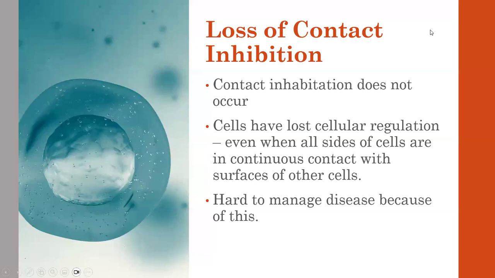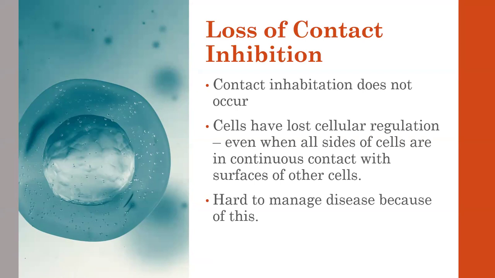So there's an old saying that good fences make good neighbors. And so contact inhibition is going to be having a fence around what is yours. And just like the fence will help keep out strangers from invading your property, contact inhibition helps to stop other cells from invading and causing problems.